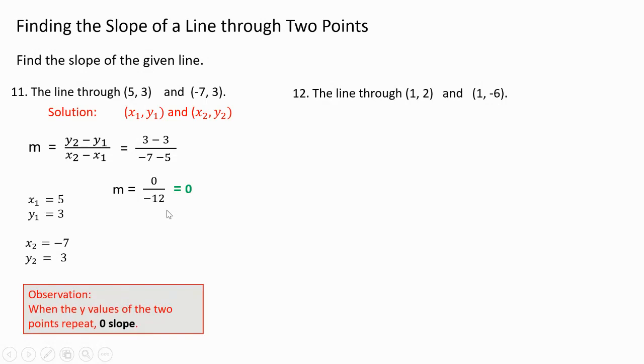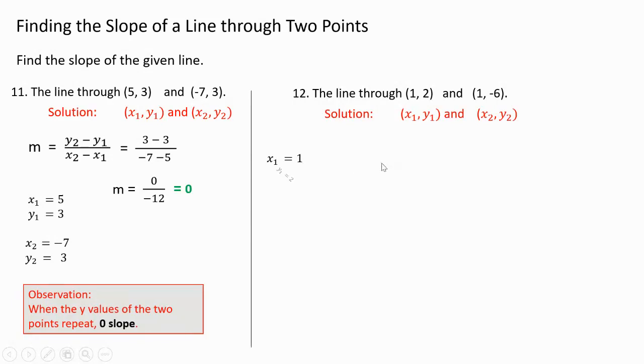Okay, now observation. I always tell my students that before they actually try to find the slope, I let them know if the y values repeat, for example, in this case, the slope will be 0. Because if the y's repeat, we're going to get 0 on the numerator. And if the x values repeat, like in number 12, the slope is going to be undefined, because if the x values repeat, it's going to give us 0 on the denominator. Okay, but let's pretend that we didn't know that. So let's work it out, and then I'll explain again the observation.